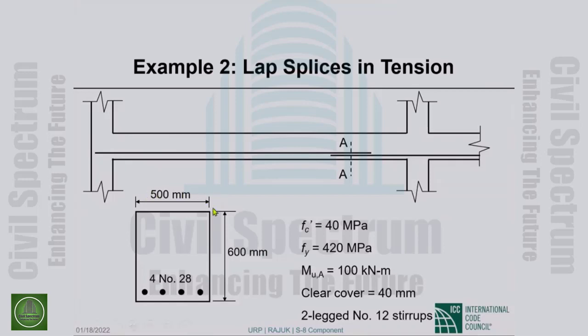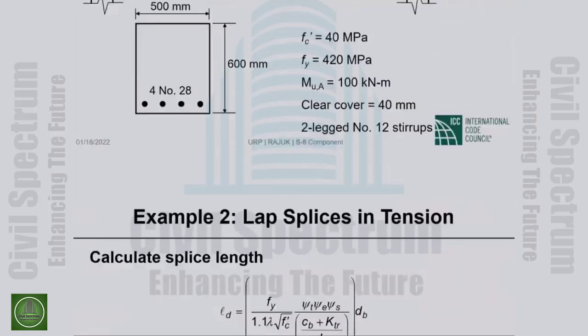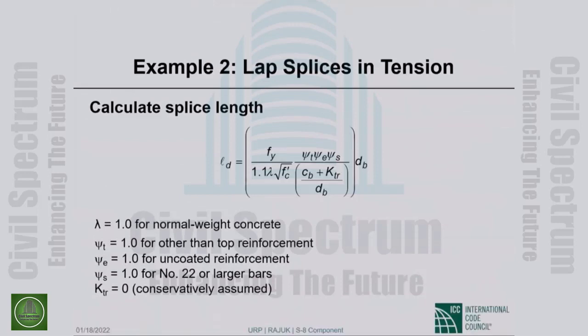The section is shown here, 500 by 600 millimeters. We have 4 number 28 bars at the bottom, F sub C prime 440, F sub Y 420 MPa, M sub U, the required moment strength at that section is 100 kilonewton meters. Clear cover is 40 millimeters, two-legged number 12 stirrups, all that is given in the problem statement.